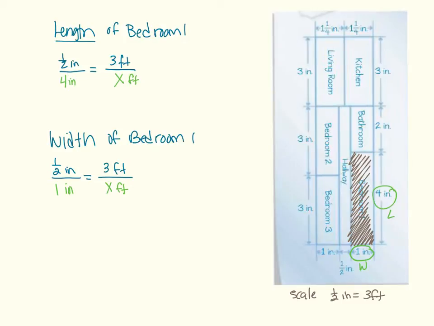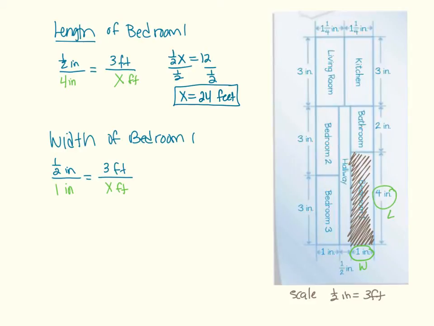Now all we have to do is cross multiply and divide. So we have 1/2 x equals 3 times 4, which is 12. You can take your calculator and take 12 and divide it by half. And you get 24 feet. So that's the actual length of the bedroom, 24 feet.